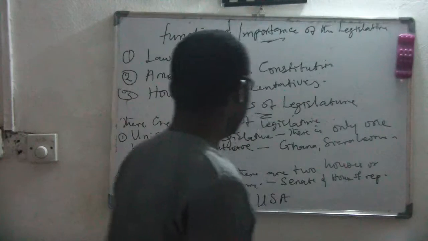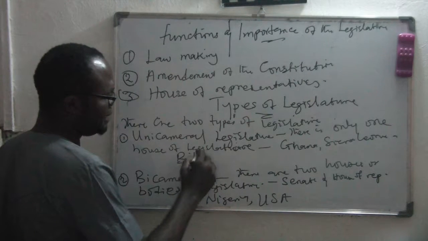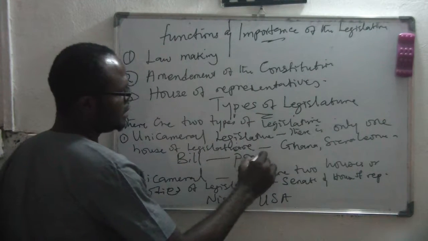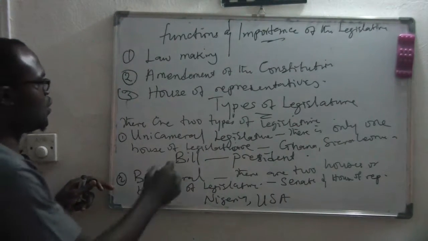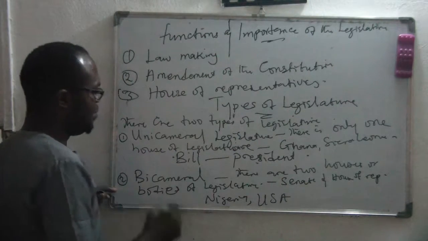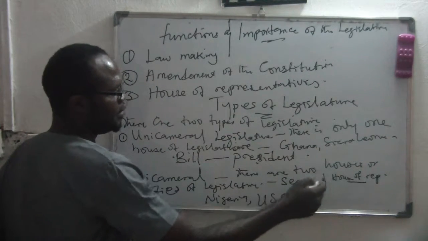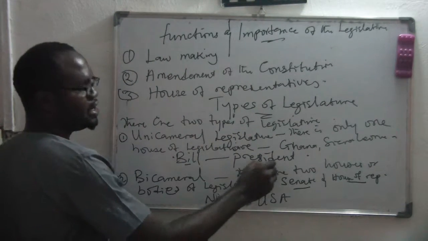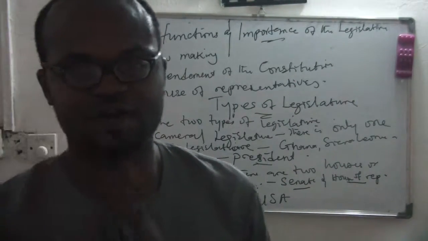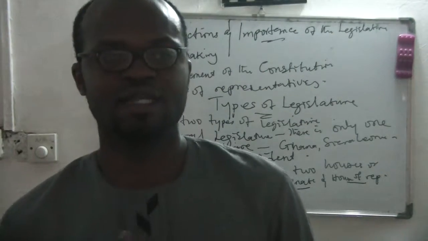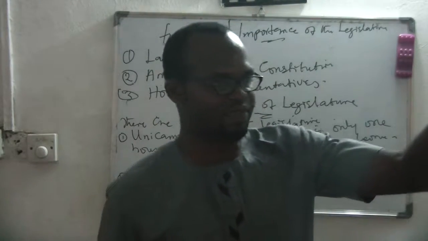So once one of the house passes the bill, he takes the bill straight to the President. Only one house passes the bill, takes it to the president. But in bicameral legislature, the two houses, the Senate and the House of Assembly, must pass the bill before taking it to the President. So in unicameral legislature there is only one house, as they use in Ghana and Sierra Leone.